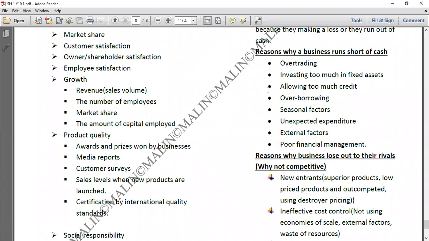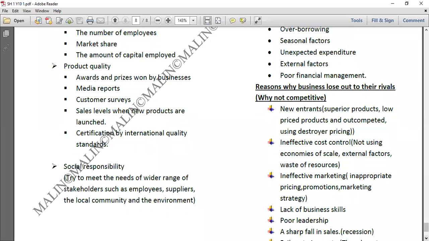There are 8 reasons I have given: overtrading, too much fixed asset investment, too much credit, over-borrowing, seasonal factors, unexpected expenditure, external factors, poor financial management. So today in my lesson, I'm going to talk about why businesses lose out to their rivals.